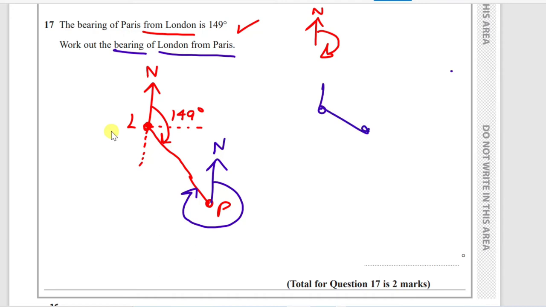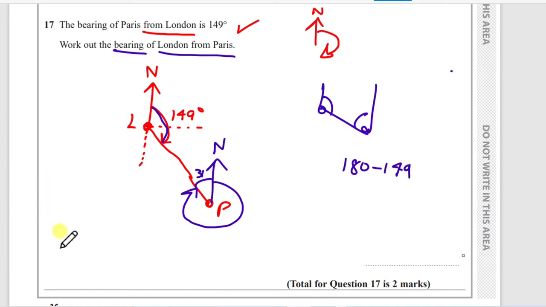When you have a pair of lines like that, these two must add up to 180. So if this line was 149, it would be 149 plus something gives us 180. So in your calculator, 180 take away 149. Doing it mentally, that should give us 31 degrees. So this angle is 31.